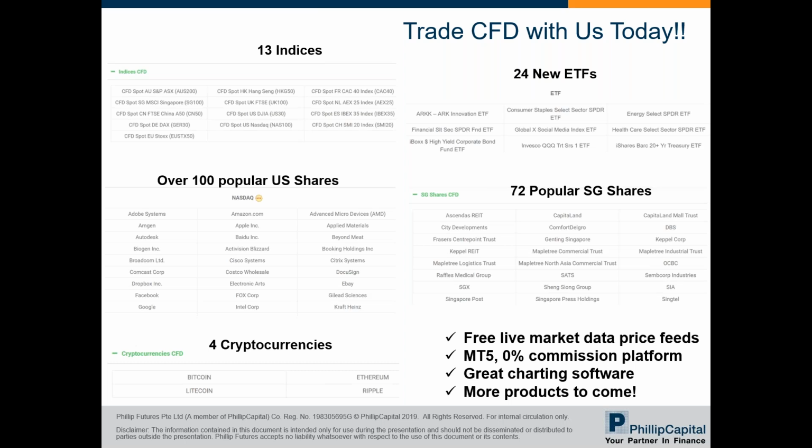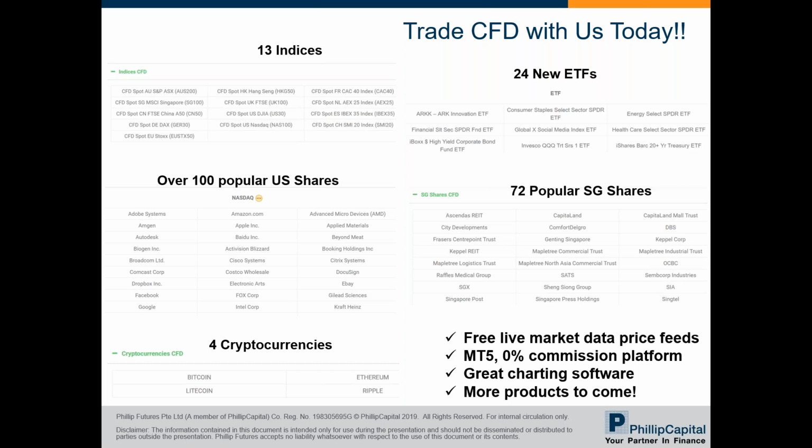We have a lot of CFDs on our MT5 platform besides our FX products. We have over 100 popular US shares. We have added 24 new ETFs on the MT5 platform. We have 13 different indexes. We have about 72 popular Singapore shares, like OCBC, Singapore Airlines, SATS, Sheng Siong. And we have 4 cryptocurrencies that might interest you: Bitcoin, Litecoin, Ethereum, and Ripple.